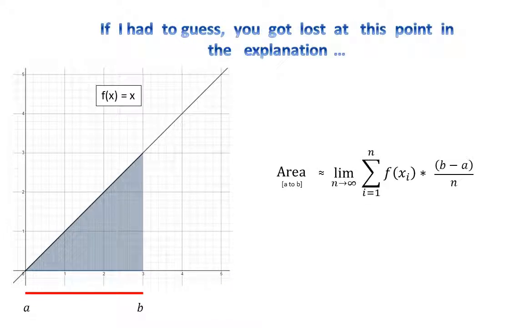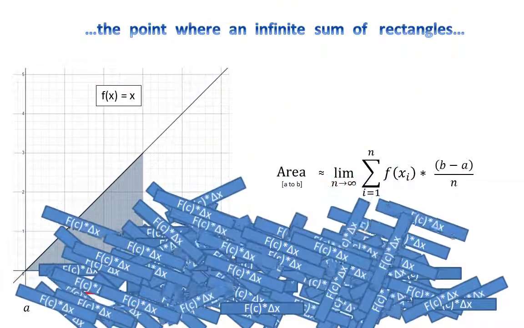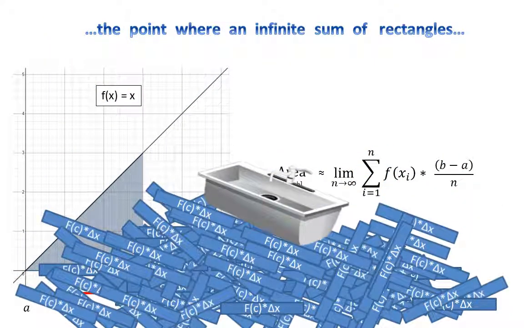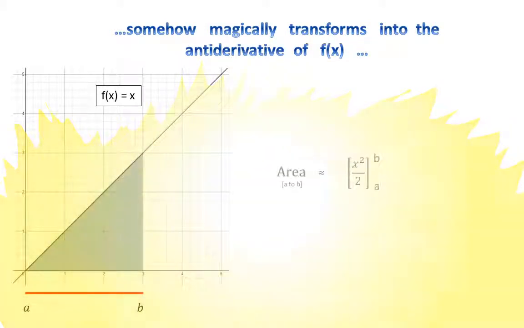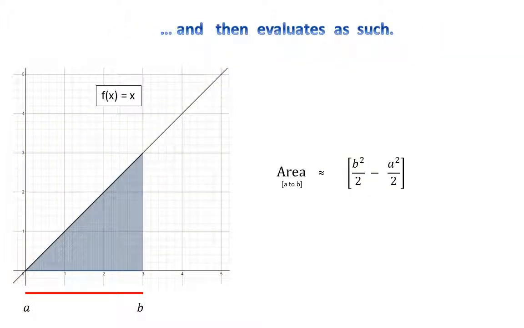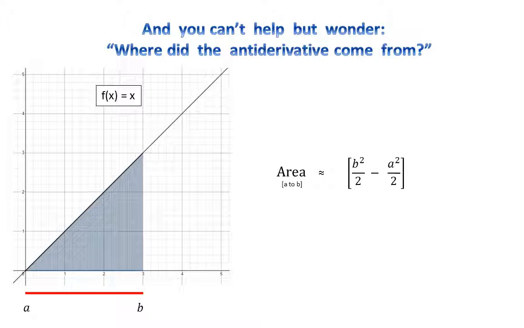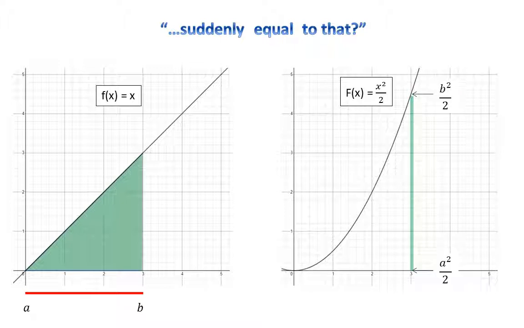If I had to guess, you got lost at this point in the explanation, the point where an infinite sum of rectangles somehow magically transforms into the antiderivative of f of x, and then evaluates as such. And you can't help but wonder, where did the antiderivative come from? And how is all of this suddenly equal to that?